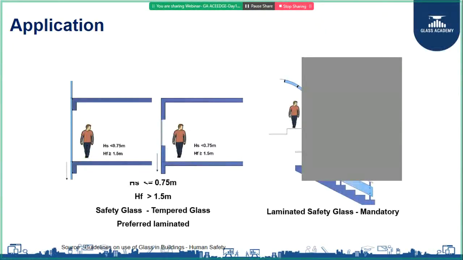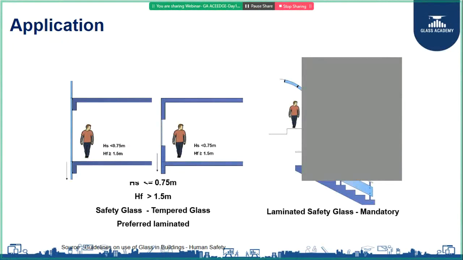In the previous cases, since you have the height of sill as 0.75 and height of fall less than 1.5, you can go for any glazing, no problem. Here, since you don't provide the height of sill, and the height of fall is more, since the risk of fall is more, here you have to go for a safety glass, which can be a fully toughened glass, and lamination is preferred.